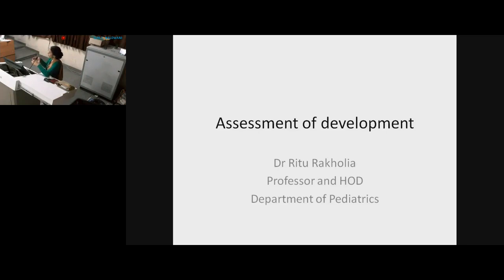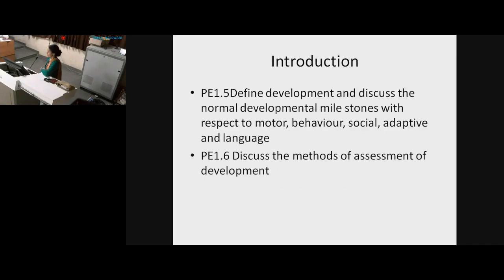His head is around 35 centimeters, it increases to about 47 centimeters by the time he is 1 year of age. So these are something which you can measure, and they are increase in size of the body. That is increase in the number of cells, increase in the size of the cells. So that is called growth. So growth and development are two different things, right?